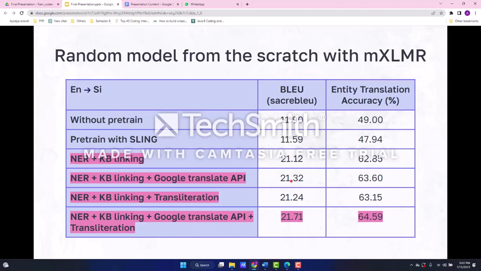Second, we observe improvements with the usage of additional techniques like the Google Translation API and transliteration approach. The usage of the Google Translation API as an additional technique to NER plus KB linking has shown an increase. Entity translation accuracy also shows the same variation as the BLEU results.